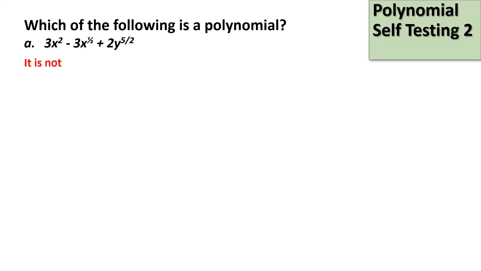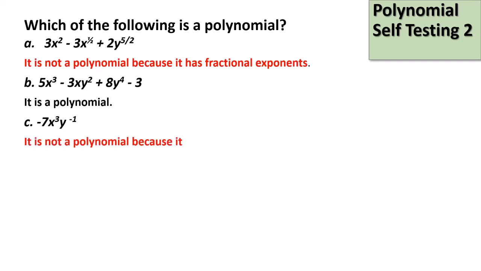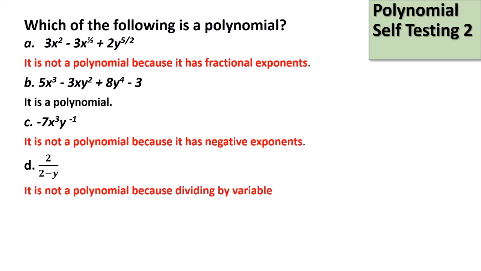Part B, 5x cube minus 3x y square plus 8y power 4 minus 3. It's a simple polynomial with 4 terms. Part C, minus 7x cube y raised to the power minus 1. It is not a polynomial because it has a negative exponent. Part D, 2 upon 2 minus y. It is also not a polynomial because dividing by a variable is not allowed here.